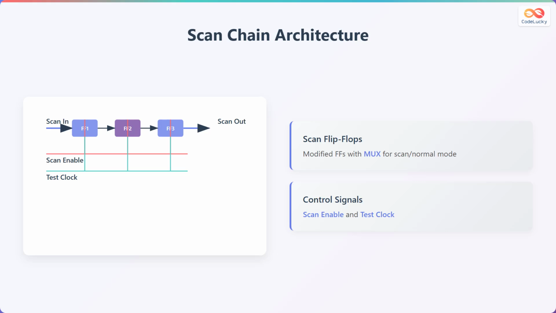The scan chain architecture consists of a scan-in, a scan-out, scan flip-flops, and control signals. Scan flip-flops are modified flip-flops with multiplexers, or MUX, for scan or normal mode. Control signals include scan enable and test clock.